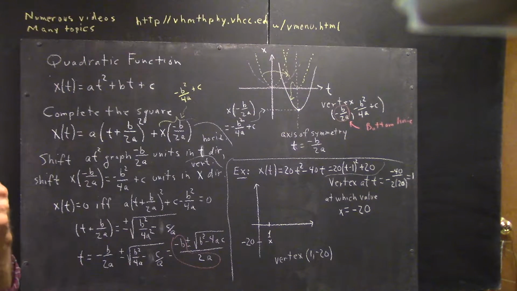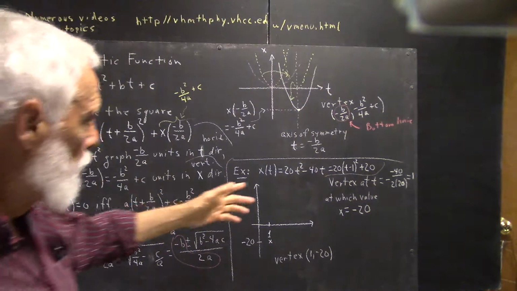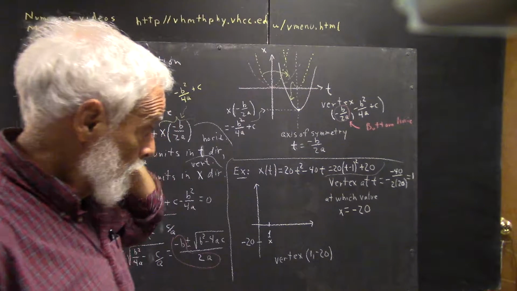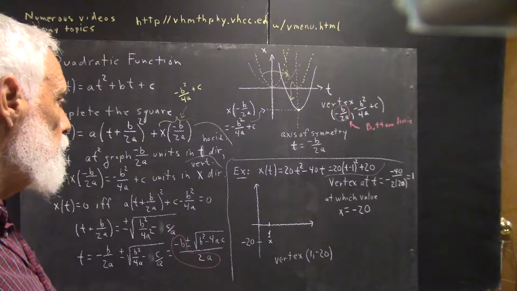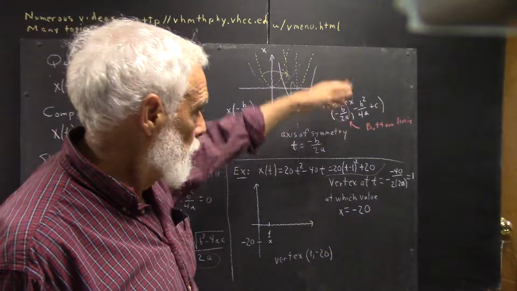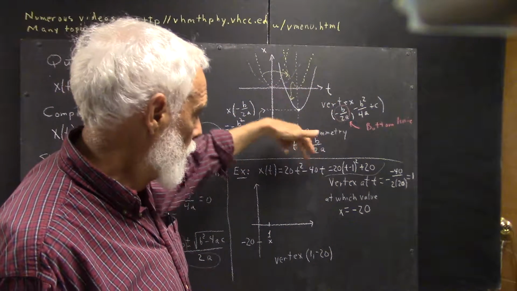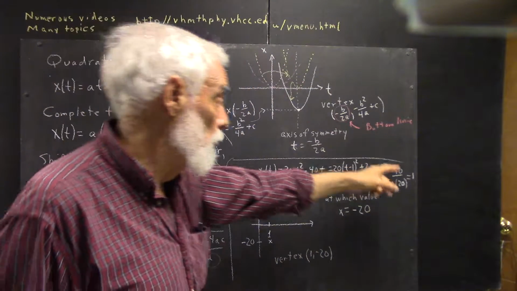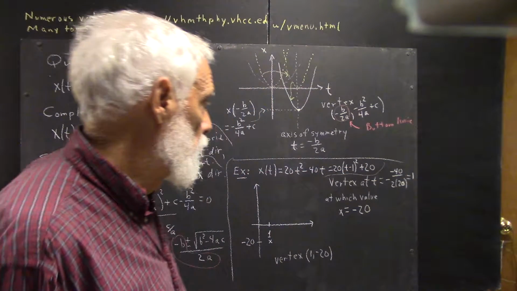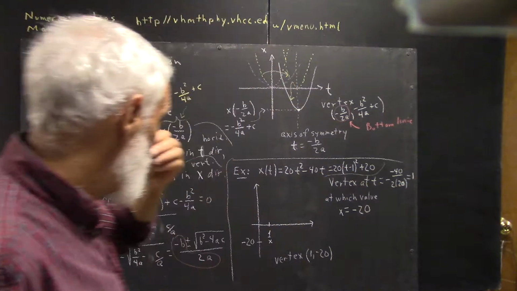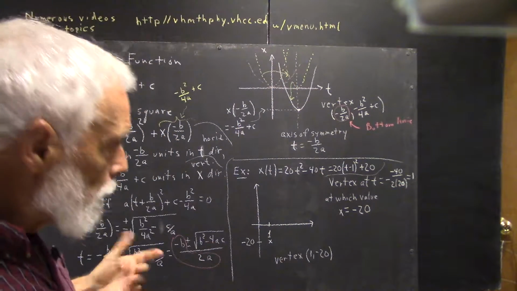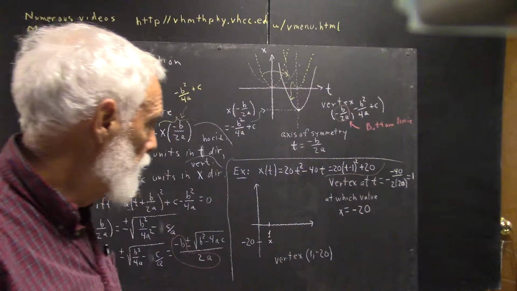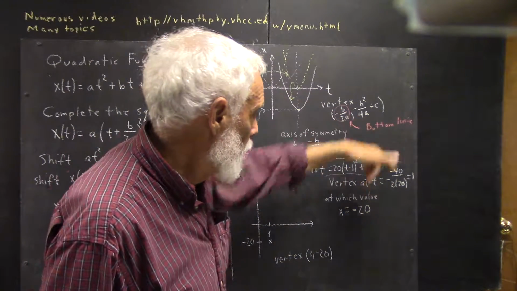Okay, let's take now the equation x of t equals 20t squared minus 40t. Well, we could just say, okay, negative b over 2a, that's negative negative 40 over 20, that's 1. Well, we got that there. The vertex occurs at t coordinate 1. However, first I complete the square and express this function in that form.